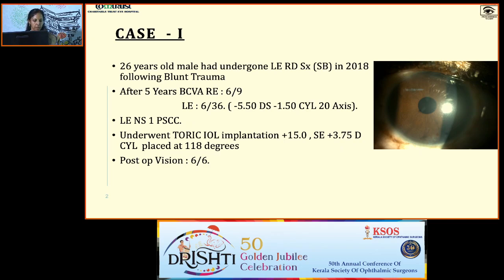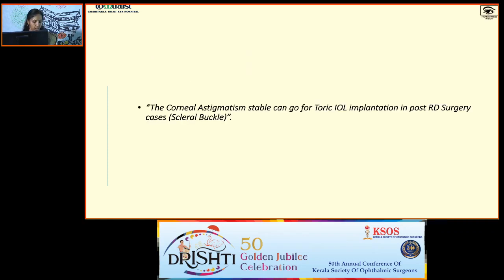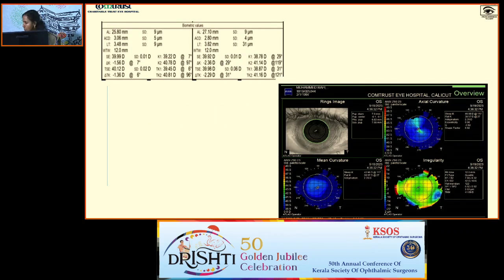Since it is going to be permanent, there is no harm in implanting a toric IOL for this patient. Actually, this patient has toricity in both the eyes, and you can see the increase in axial length after the buckle. If it's an encerclage, it is okay, but if there is a radially placed buckle, you should be careful because that can again increase the astigmatism.